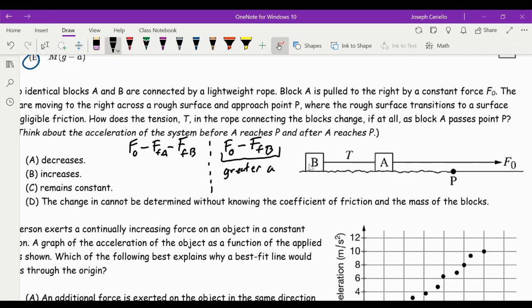Therefore, how can B have a bigger acceleration? How can you give B a bigger acceleration? Tension has to get bigger. So the tension would increase. Again, because the two forces acting on B are only tension minus the force of friction on B. In order for the acceleration to increase, tension has to get bigger.